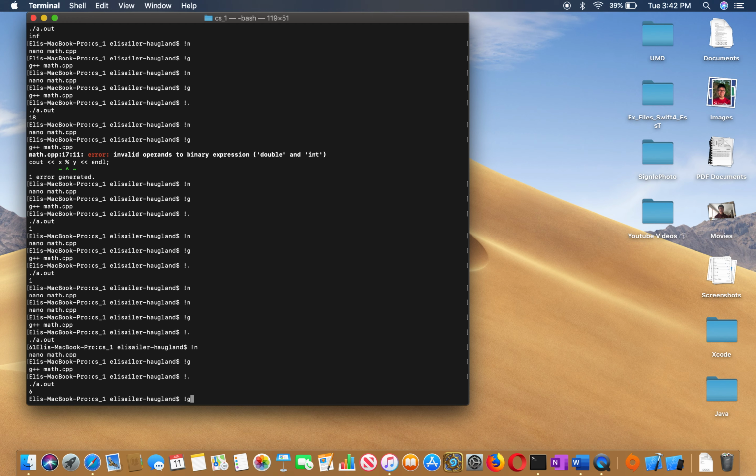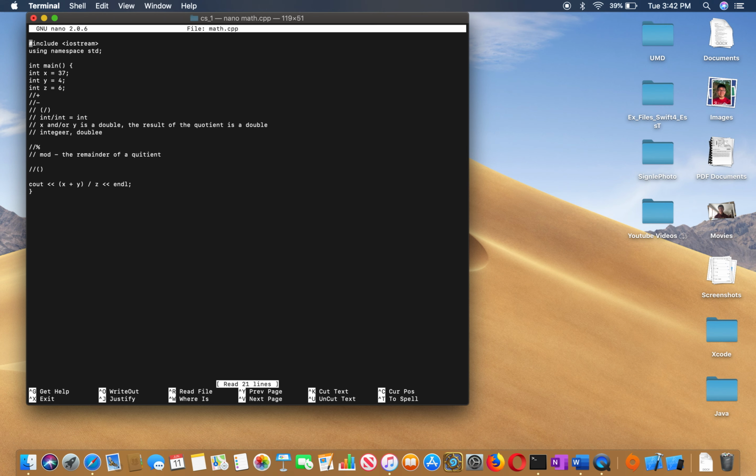So, what did we learn today in this very short and very quick lesson? We learned the mathematical functions for plus, minus, division with 2 integers, division with a double, the new mod function or the remainder of a quotient, and the important use of parentheses. Again, even if you know PEMDAS, I think it's very important to know parentheses.